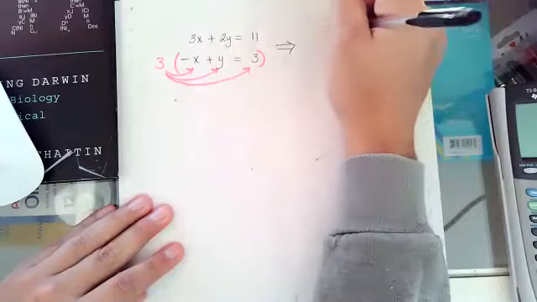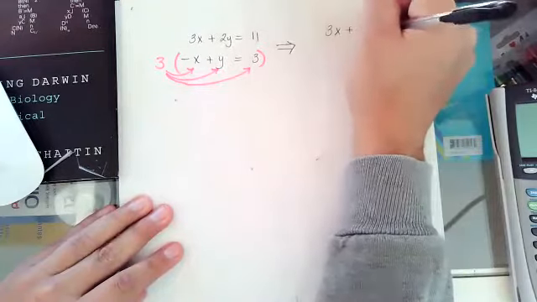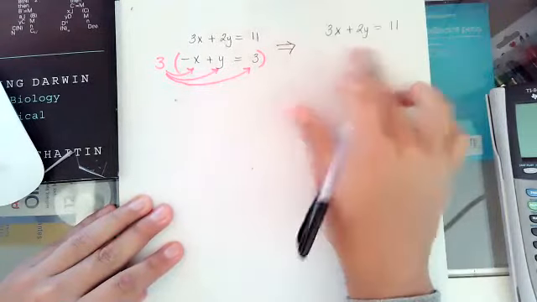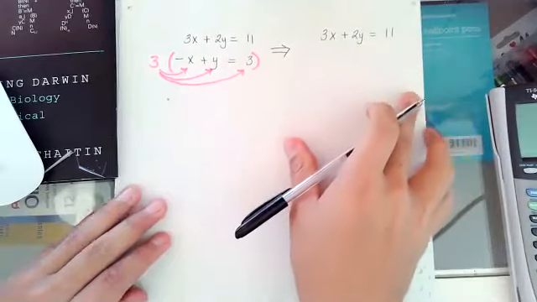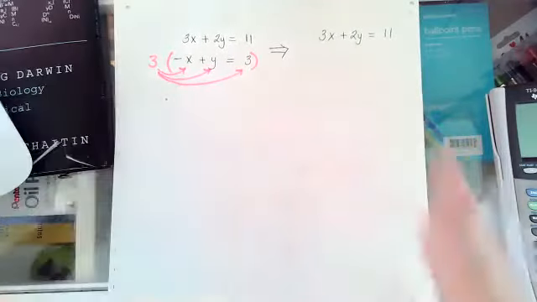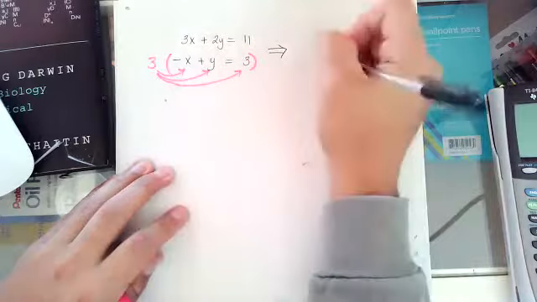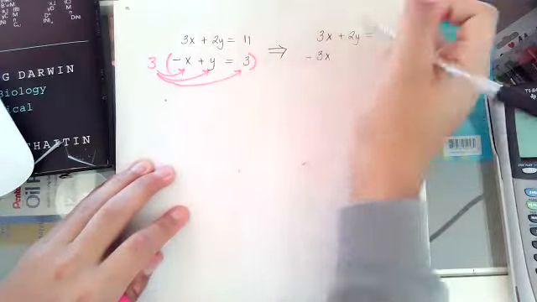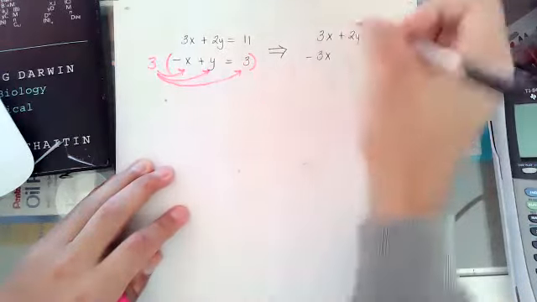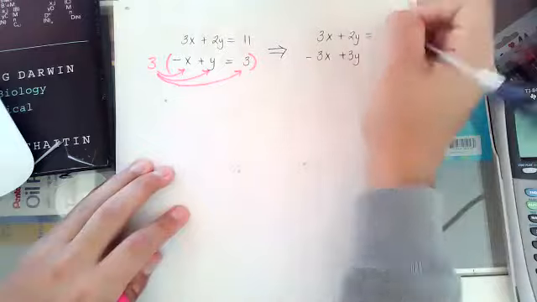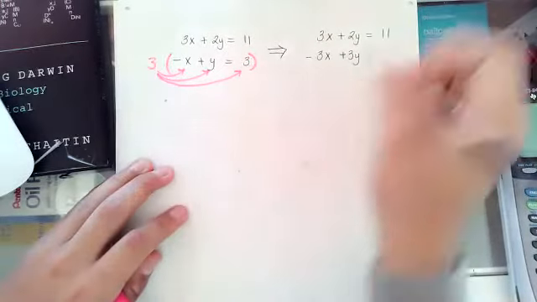I'll leave the first equation alone, 3x plus 2y equals 11. We didn't do anything to the first equation. But that second equation should now be 3 times negative x is negative 3x. 3 times positive y is positive 3y. 3 times 3 is 9.